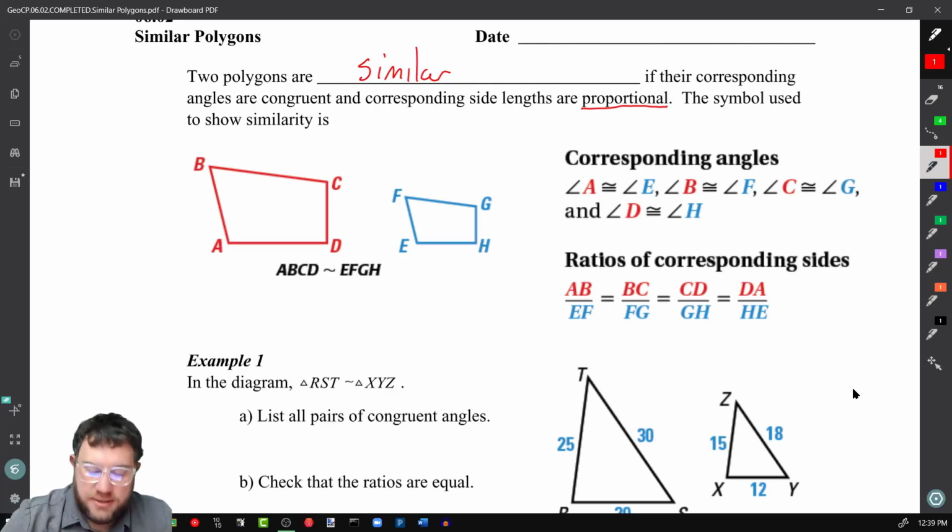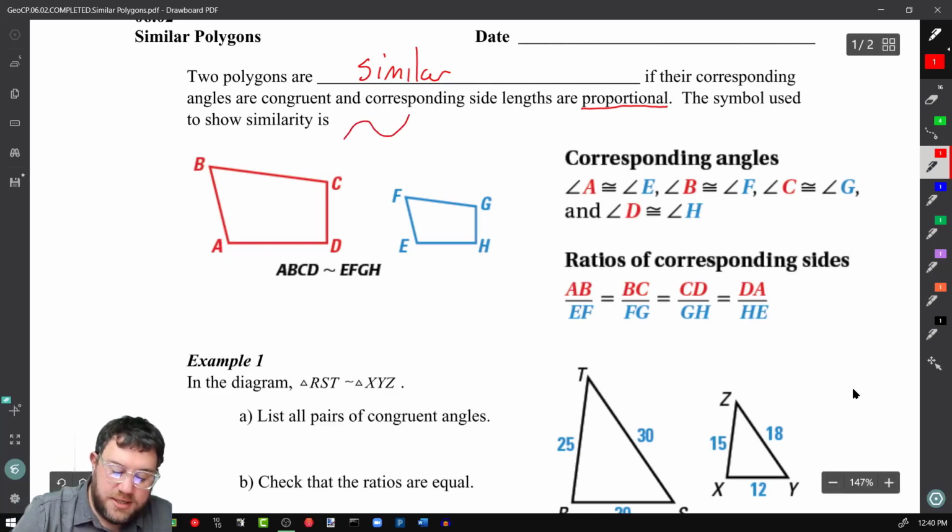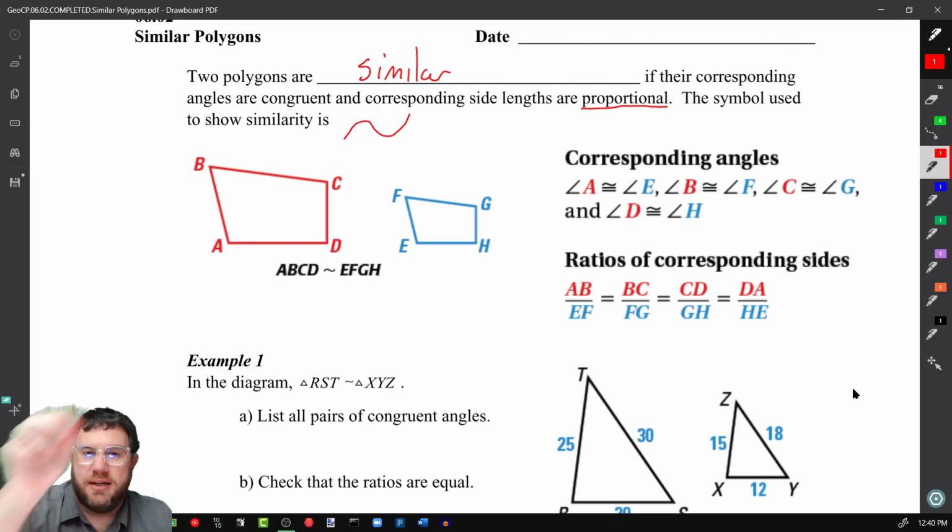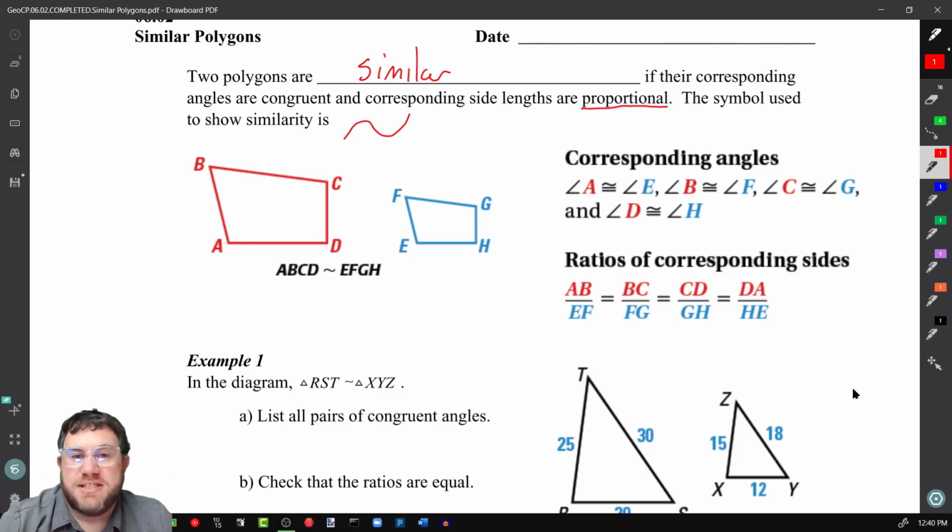When we're writing similarity statements, the symbol for similar is just that little squiggle. It's the piece that goes above a congruent sign, but it's just that one symbol.